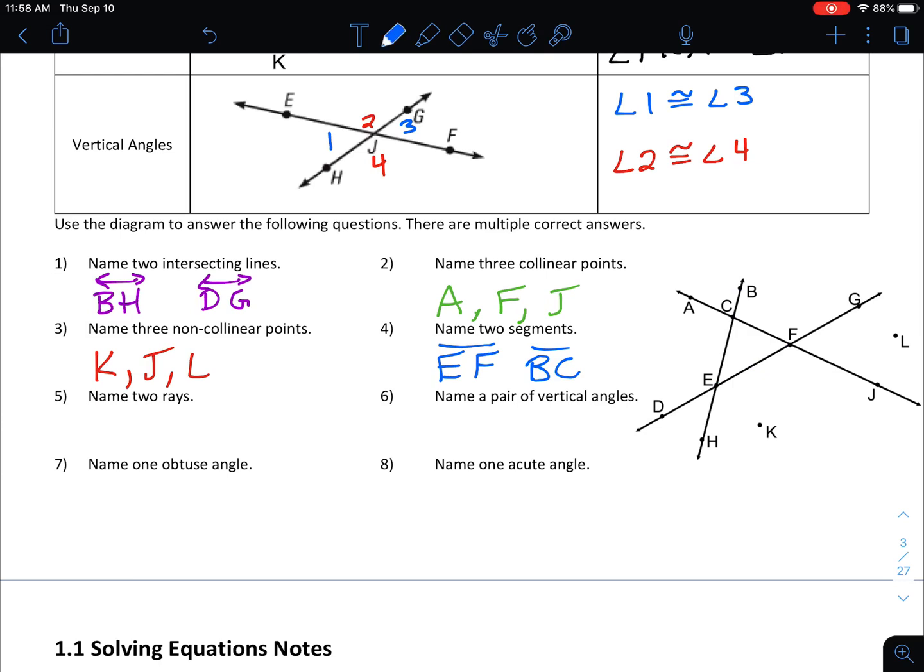For number 5, this is kind of a tricky one. It's going to have us name 2 different rays. So remember, rays have to start at a point and then continue in one direction. For example, if we started at point F and went in the direction of G, we could name that a ray by saying FG, making sure that the arrow points from F to G. Another example, we could start at E and go in the direction of H. So that would be ray EH.